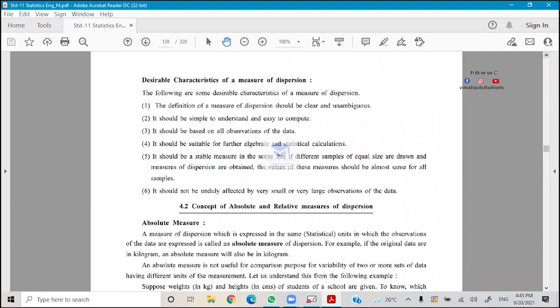Now, what are the characteristics of measures of dispersion, or how should an ideal measure of dispersion be? Its definition should be clear and unambiguous. It must not create any doubt or confusion. It must be simple to understand and easy to calculate. All the observations, all the data, should be covered while its computation. It should be based on all observations of the data. It should be suitable for further algebraic and statistical calculation.